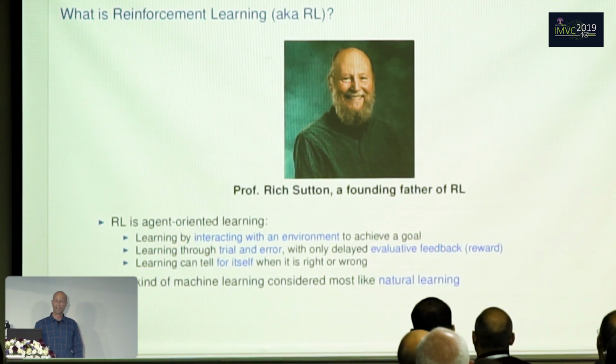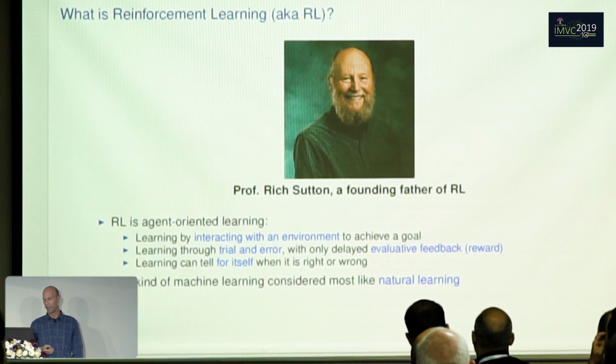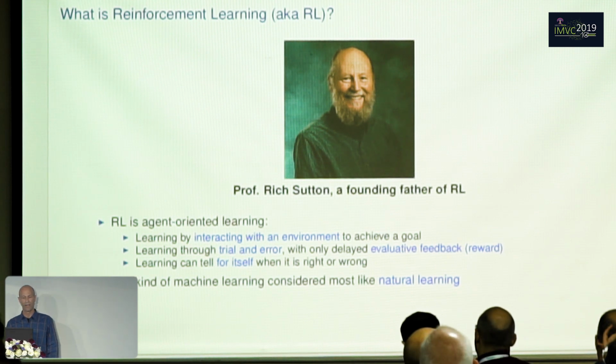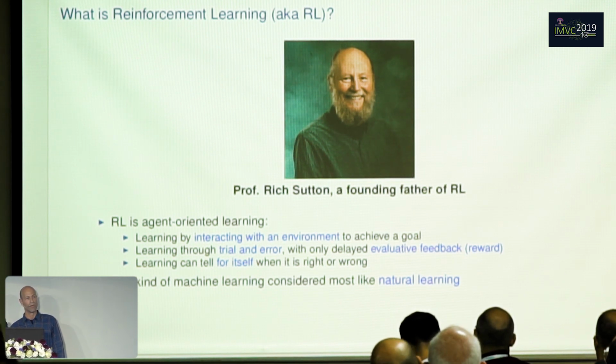So let's start by asking, what is reinforcement learning? So here is Rich Sutton, probably the founding father of reinforcement learning, or RL. And according to Rich, RL is agent-oriented learning. It's learning by interacting with an environment to achieve a goal, where learning is done through trial and error with only delayed evaluative feedback called reward.